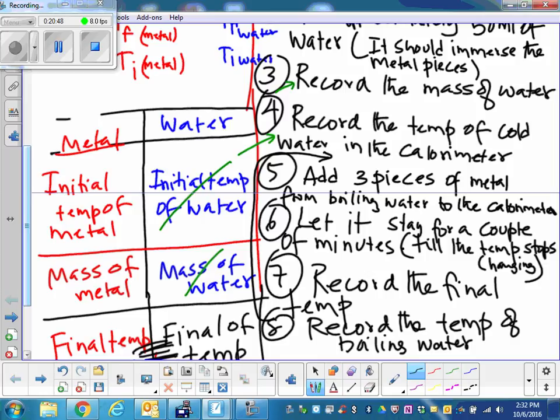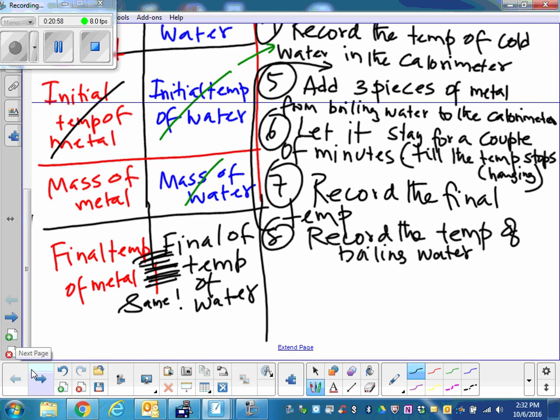So let's go through this list. Did I record the initial temperature of the metal then? Did I record the mass of the metal? How am I going to do that? When it cools, hasn't it already stopped cooling? Hasn't it already stopped? So what am I going to do now? How am I going to record the mass of the metal? What do I do?